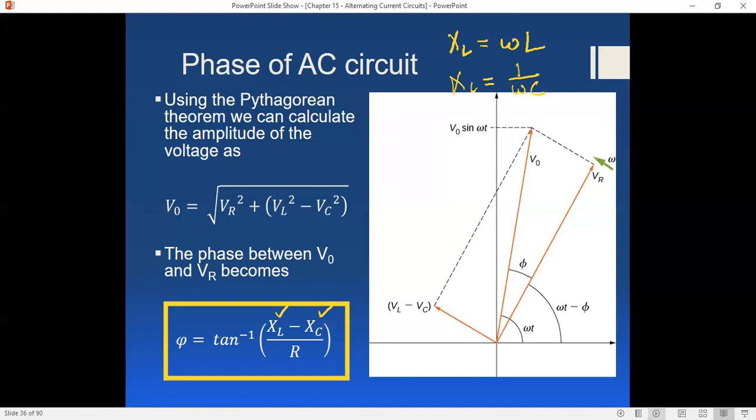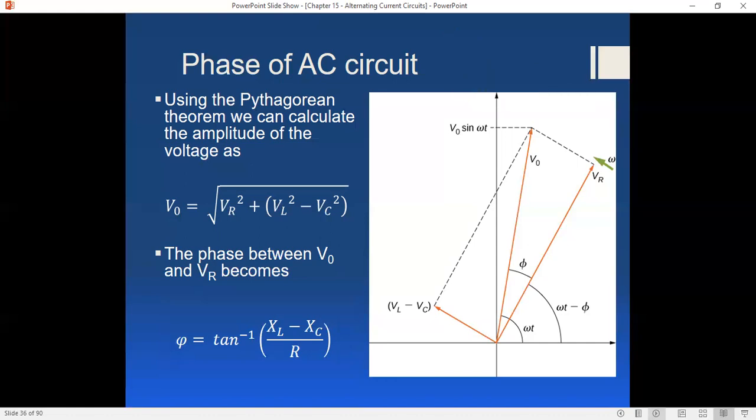Now, you're going to get an interesting situation. If we set XL equal to XC, this is what we call the resonance condition, because this will set these two to 0, which means that the angle is equal to 0. The voltage and current will be in phase.